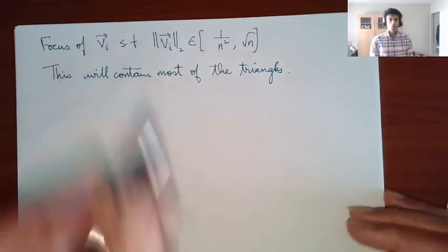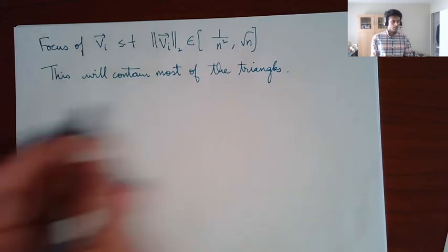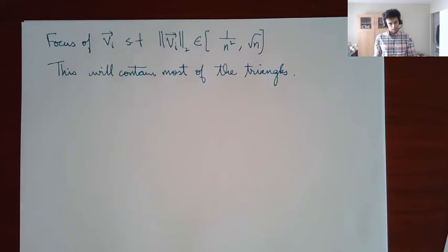So if you throw away the small vectors and throw away the large vectors, it will contain most of the triangles. And then you do some binning on top of this, and then you can essentially apply the argument where the lengths are the same, because in each bin, the lengths are roughly the same.